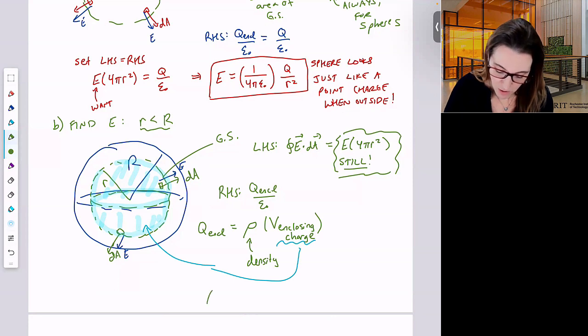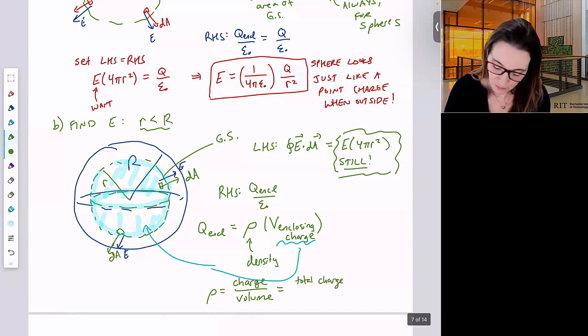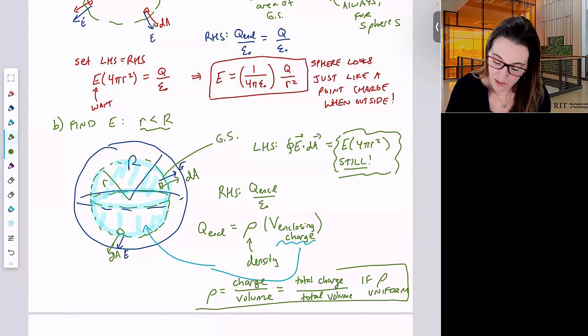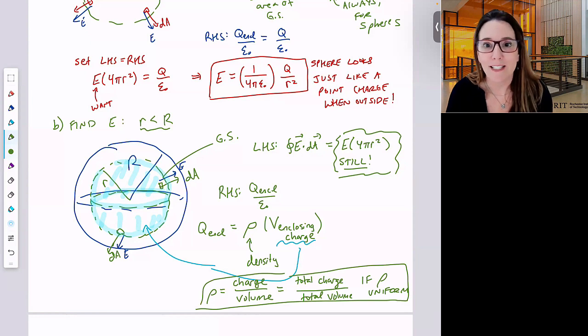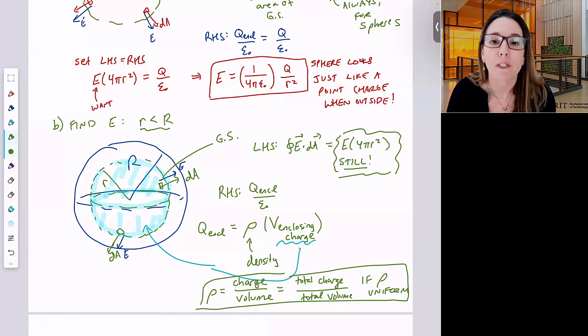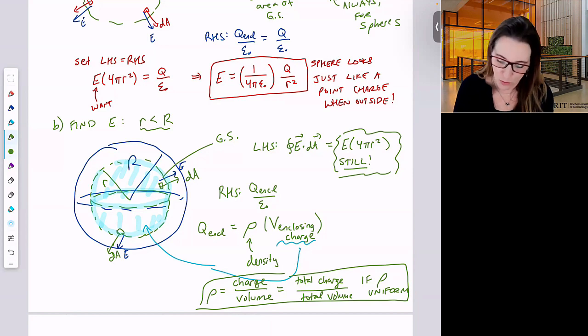So here we would have that rho is, in general, charge per volume. It's a volume charge density. And it's going to be equal to our total charge divided by our total volume if rho is uniform. If you remember, in the original statement of the problem, I did say that this Q is uniformly distributed throughout the volume. So if it's a uniform distribution of charge, then that density is simply how much total charge you have over how much total volume.